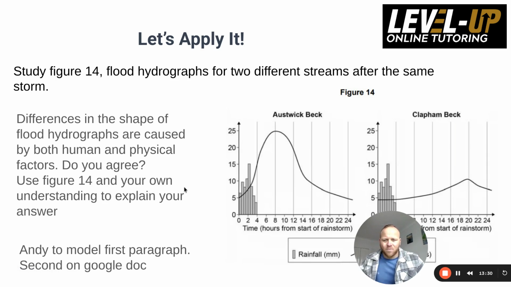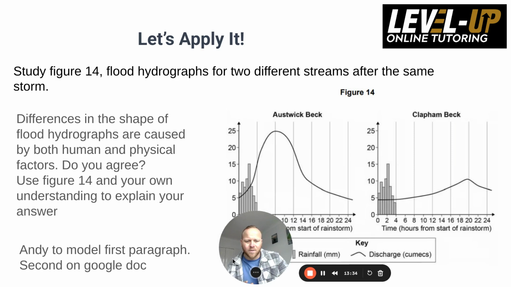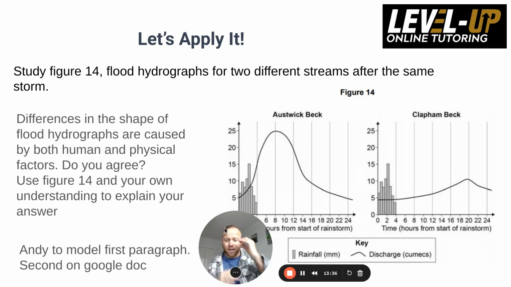So at this stage, pause it, give it a go. Okay, this is a 6-mark question. So think how many paragraphs, how you're going to categorize those 2 paragraphs, what you're going to put into it. Pause it now, give it a go. Okay, and I'm going to tell you what you should have done, and hopefully you've got something along these lines.